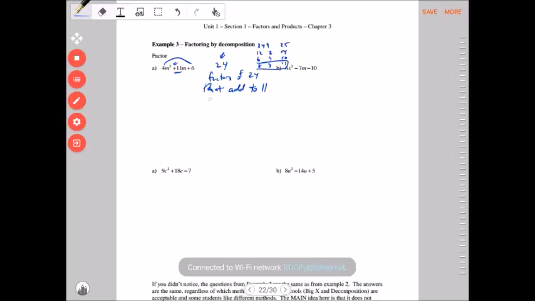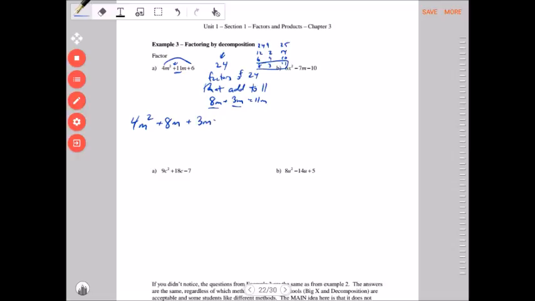So watch this. We're going to have an 8m plus 3m to get 11m. That's how that works. So we go 4m squared. Now, this part does not matter if you put the 8m there or the 3m there. I'm going to put the 8m, but it really doesn't matter. We can do the other way as well. 3m plus 8m, and then we are going to go plus 3m plus 6. So basically we write the equation again. We just break that 11m up into 8m and 3m. That's all we're doing.